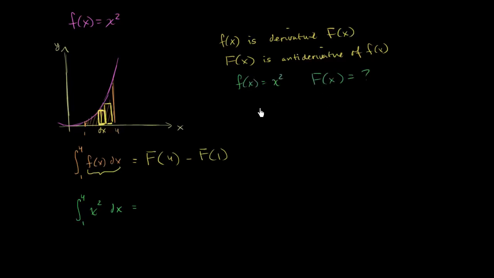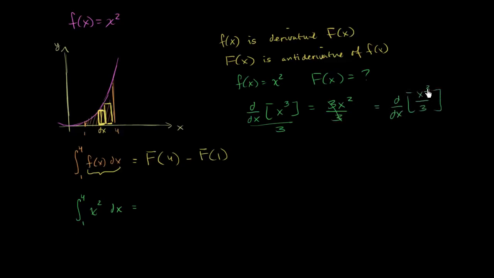What is the antiderivative? Well, you might remember from your power rules that if you take the derivative with respect to x of x to the third, you are going to get 3x squared, which is pretty darn close to x squared, except for this factor of 3. So let's divide both sides by 3, and you get the derivative of x to the third divided by 3 is indeed x squared, or you could say that this is the same thing as the derivative with respect to x of x to the third over 3.